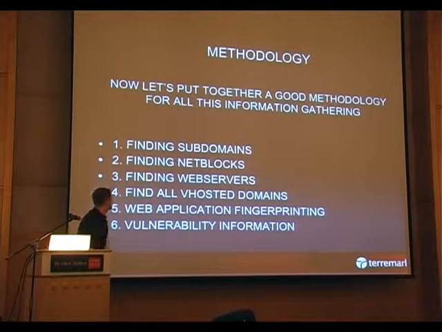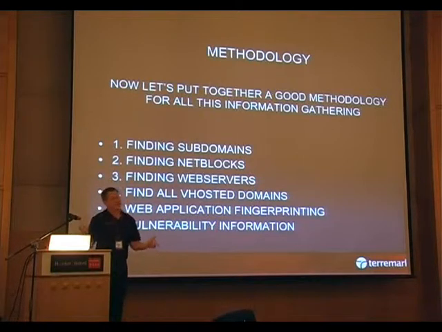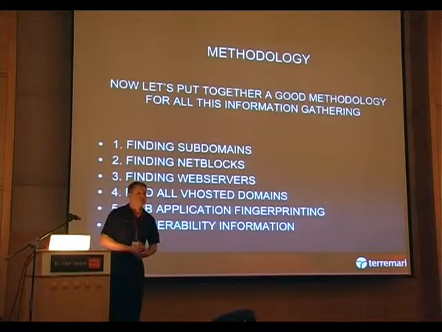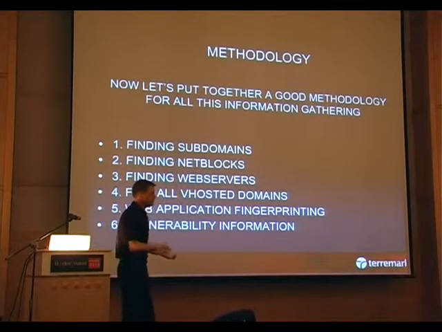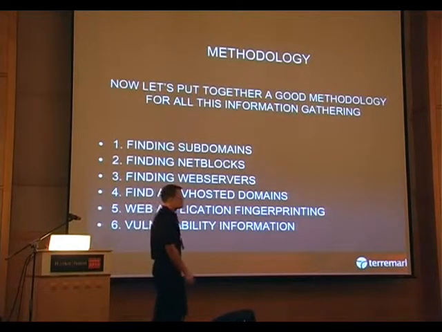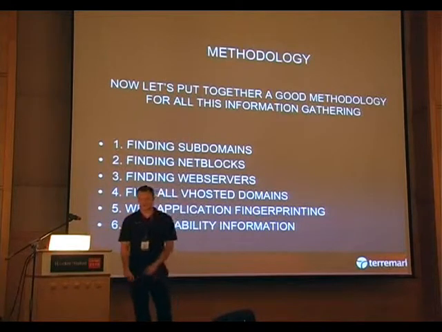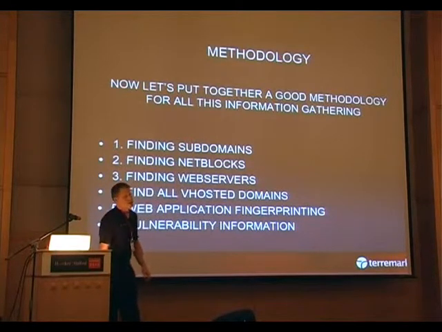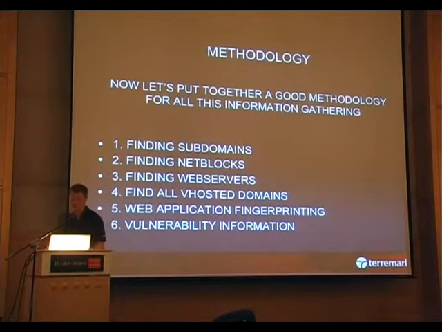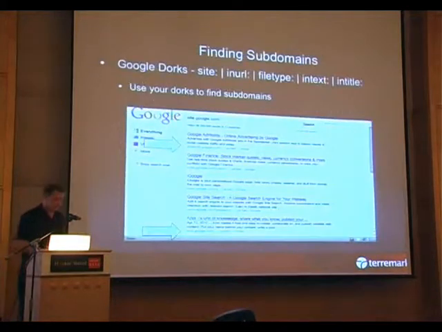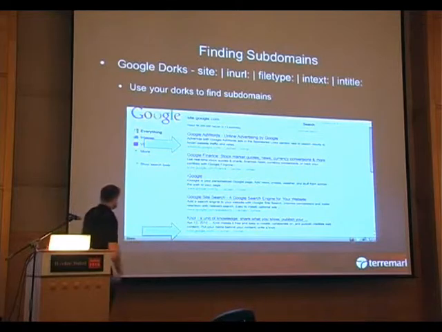Then after we enumerate all the virtually hosted domains, we have to fingerprint those web applications so we know what's out there and what's running. And then once we know what's running and what's out there, then we can go and find vulnerabilities for those. We can go to ExploitDB or we can go to CVE and just look for vulnerabilities for those specific web applications.